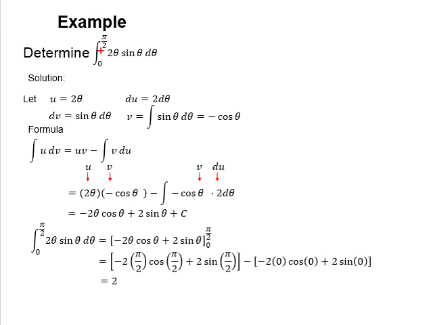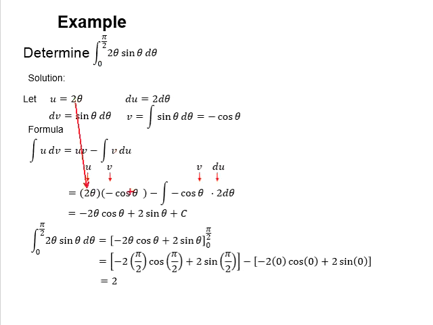With that, let us set u equals 2 theta and the remaining will be the dv. Differentiate the u, you get du equals 2 d theta. From the dv here, integrate it, you obtain v, which equals negative cos theta. Adopt the formula of integration by parts.